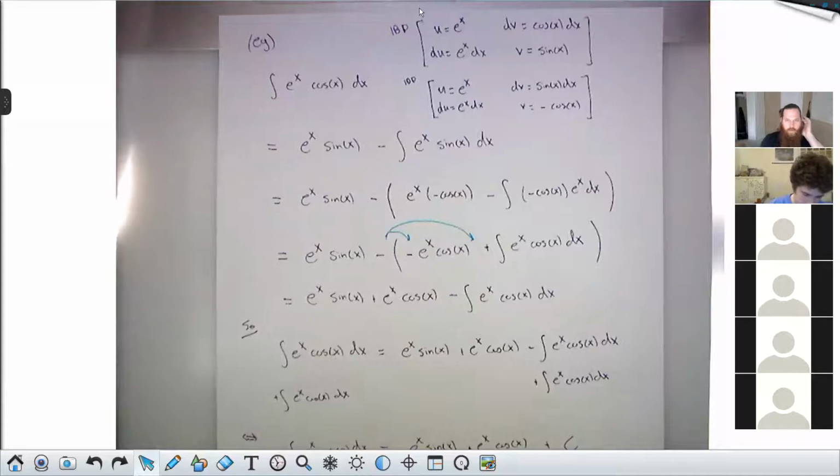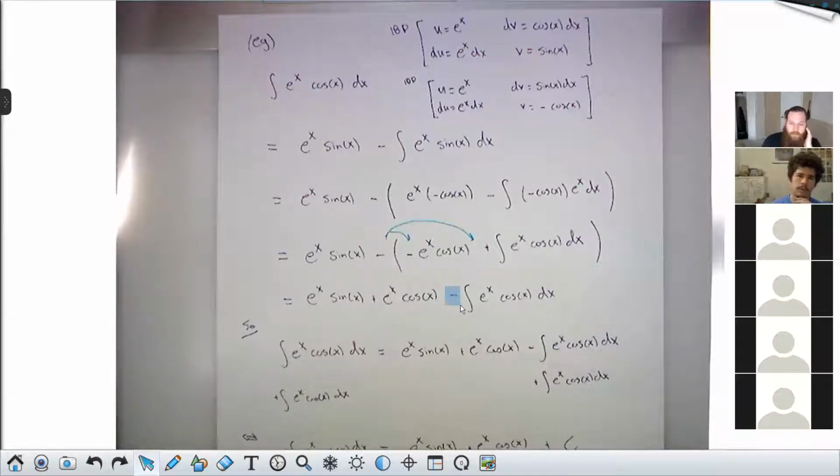I chose u to be e to the x in my first IBP and in my second IBP. If in my second IBP, I'd swapped these and done sine here and e to the x here, then my second IBP would exactly undo my first IBP. And what I would end up with is something like e to the x sine x minus e to the x sine x plus integral e to the x cos x.